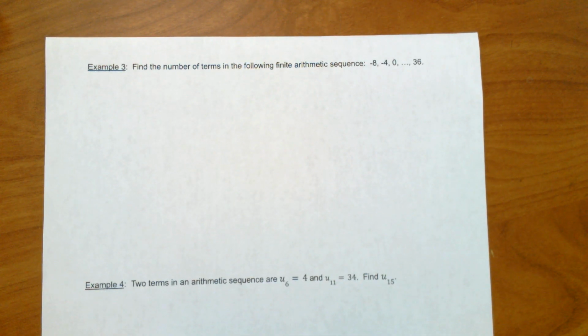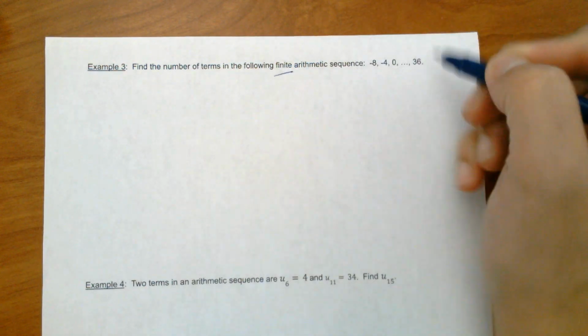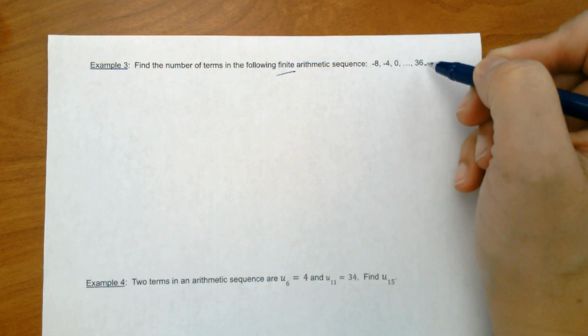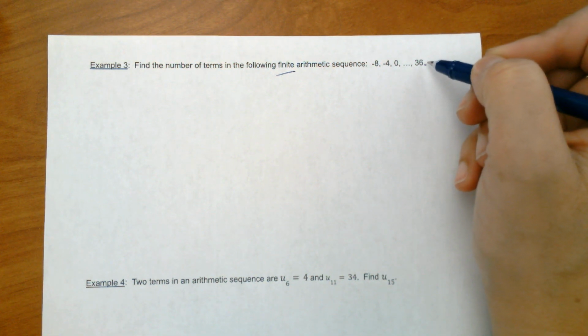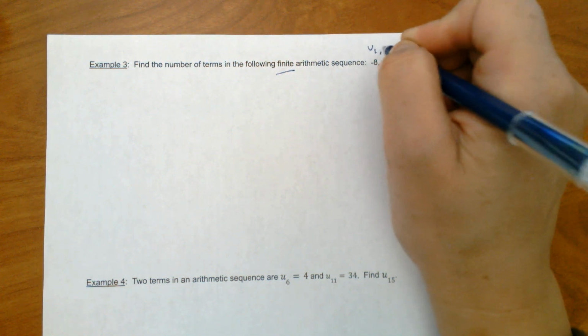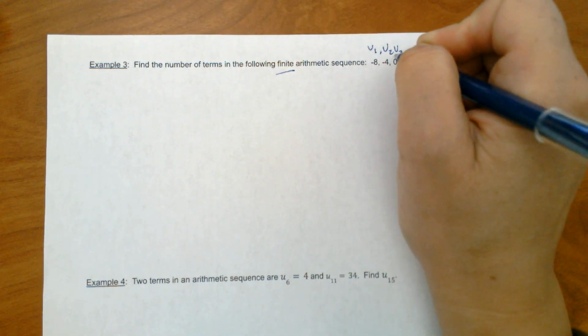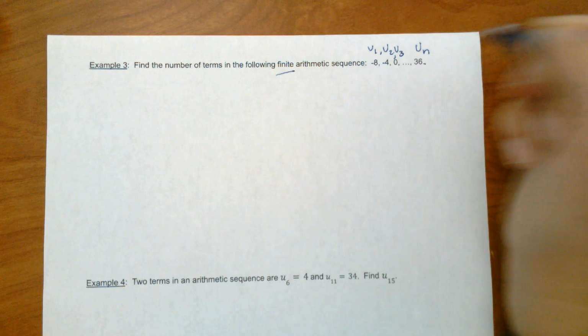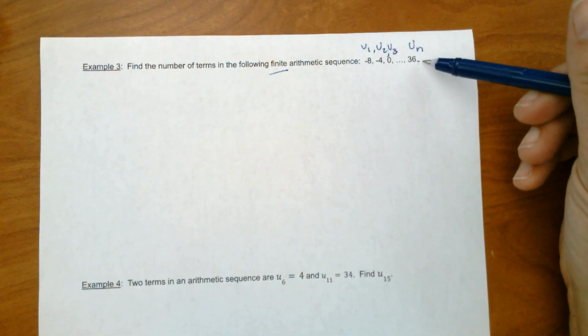Example 3. Find the number of terms in the following finite arithmetic sequence: -8, -4, 0, and so on, up to 36. All right, so it's a finite sequence because it stops. It doesn't go on forever. If it went on forever, it would be infinite, but it stops. We know that this is u sub 1, u sub 2, u sub 3. We have no idea what term number 36 is.